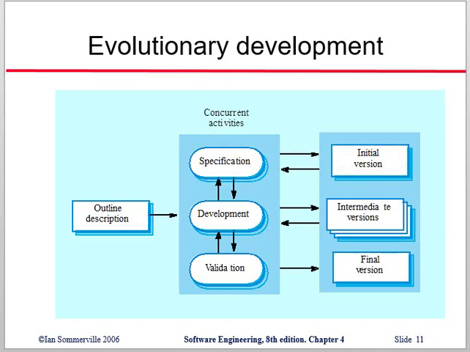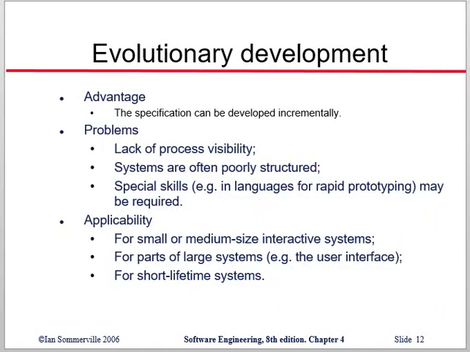It means that first of all there is the outline description, then we have the specification, development and validation phases. The specification is connected with the initial version, development is the intermediate version, and validation is the final version. In the software system, we can have some versions like version 1, version 2, or sometimes some subversions. Those are the results of evolutionary development. The advantages, problems and applications of evolutionary development are discussed here.